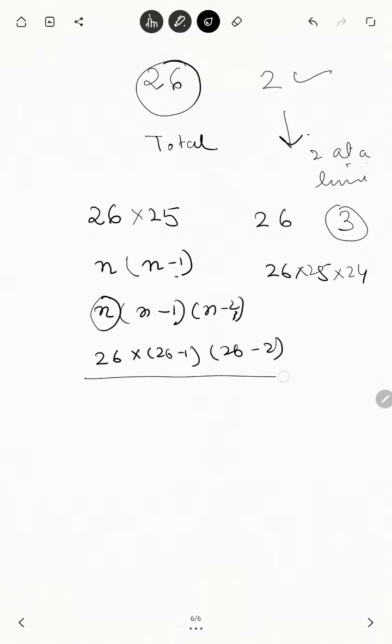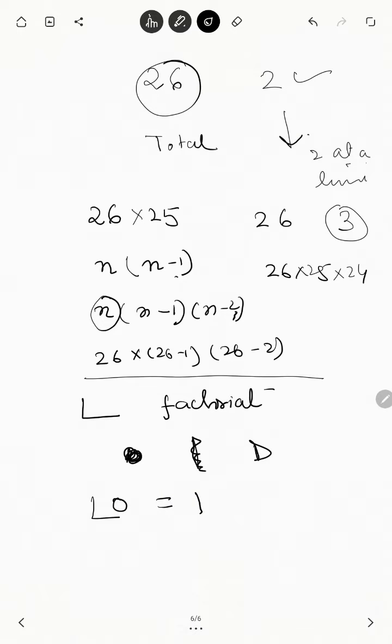Okay, now there is a symbol, factorial. Now suppose we have 3 objects. If I ask you for 0 arrangement, we are not going to arrange, but there is one arrangement already here, meaning we are not going to change this. So factorial 0 makes 1.